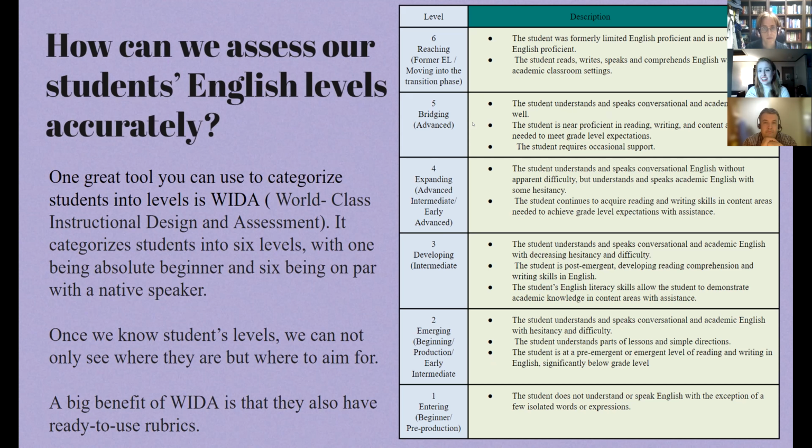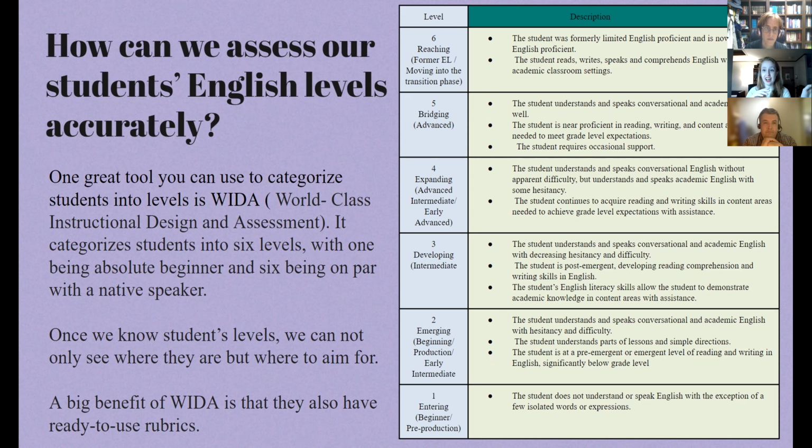The reason that I like to work with WIDA is that they post a lot online. So if you need example assessments, if you need sample rubrics, if you just need to download something, if you need resources, WIDA already has it done.